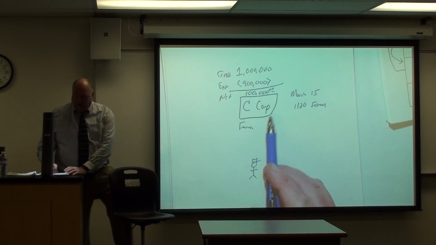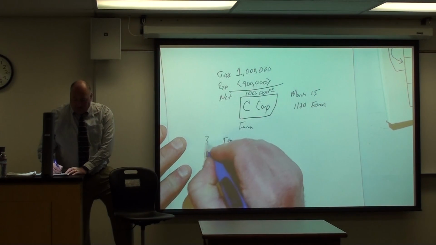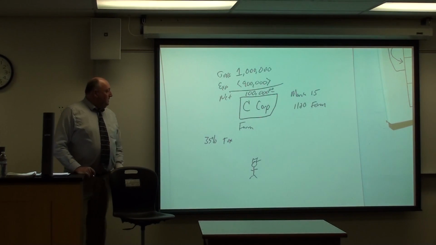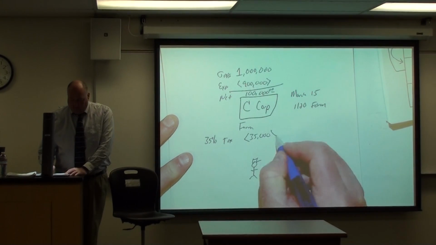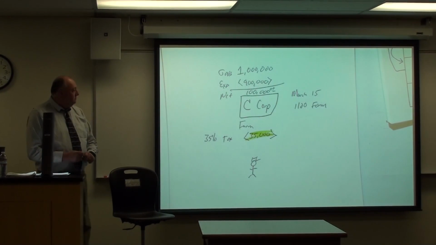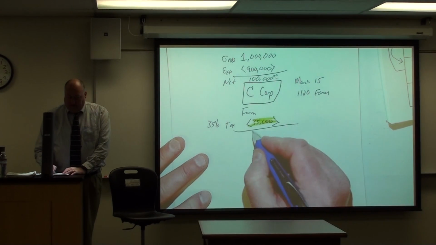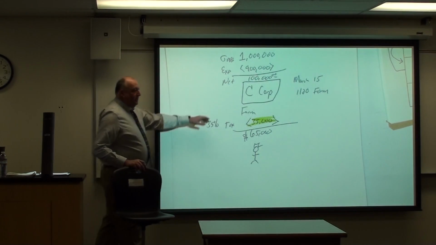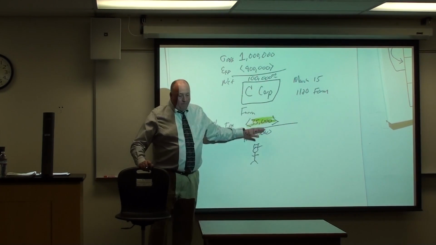So the corporation then will have to pay corporate tax, and I'm just going to round it off and say it's 35% combined federal state. And so that's going to be $35,000 in tax. Okay? So that leaves $65,000 of cash after the corporation has paid corporate tax, the first layer of tax, right?